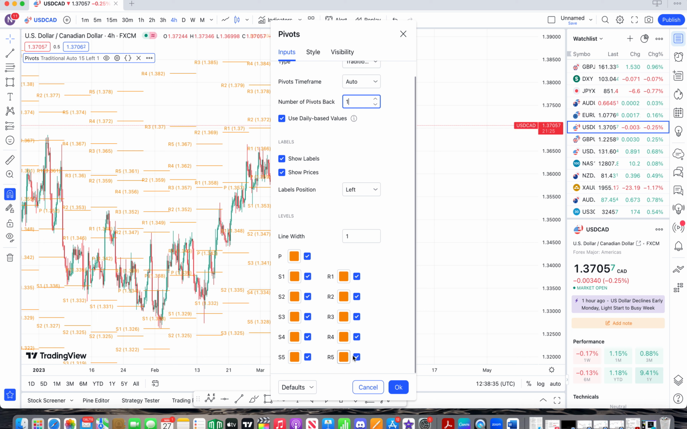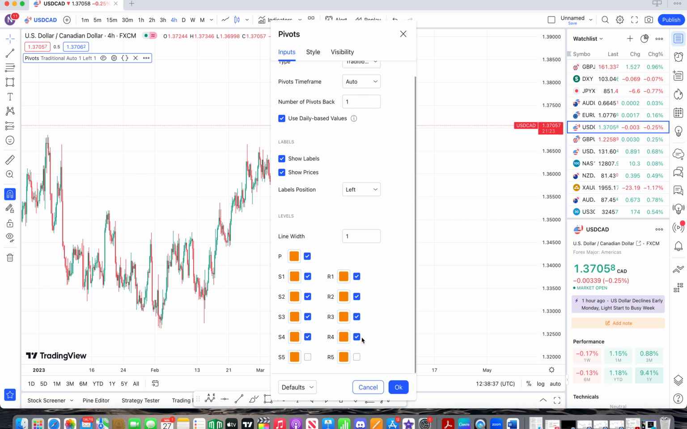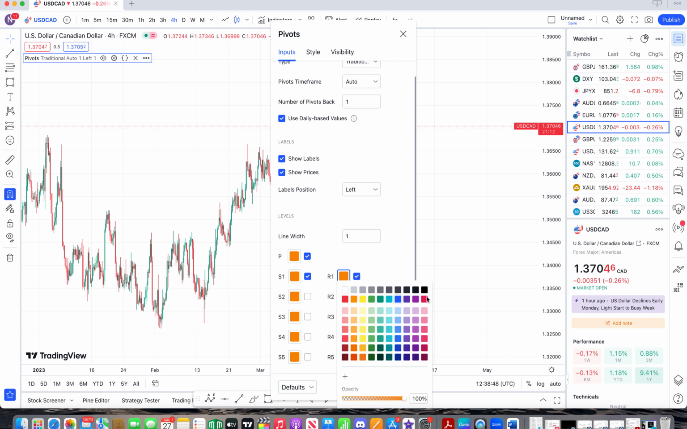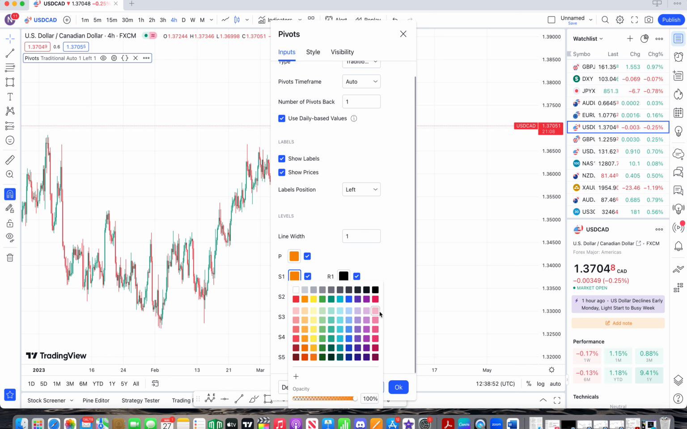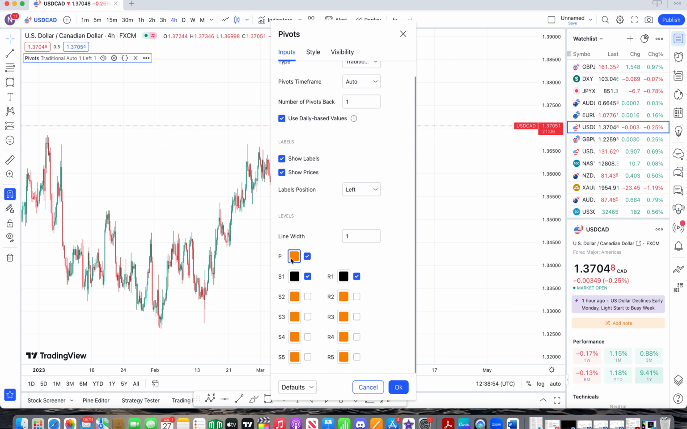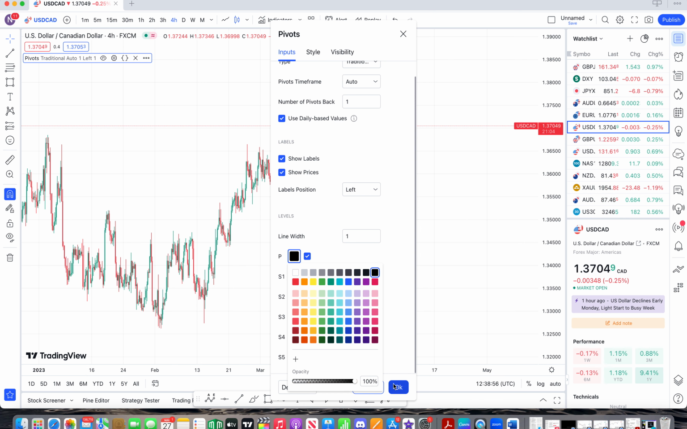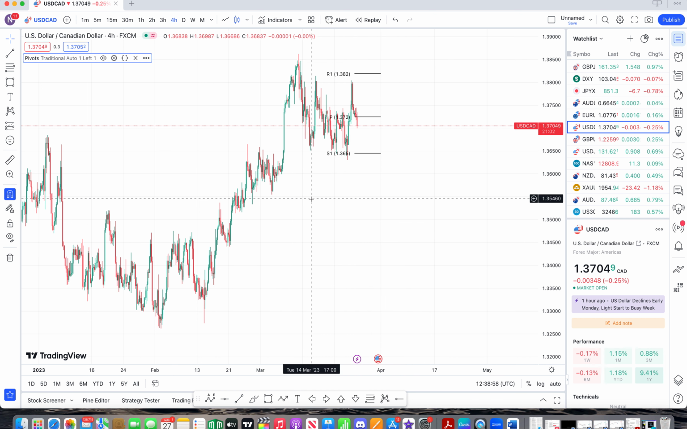What I like to do is take off all of these because it becomes irrelevant to me. I don't really need all of those. And I also like to change the color to an easier color for me to see, which I choose black. That makes it easier for me to see. Not everybody else likes that, but that's okay. You can choose to use it however you want.